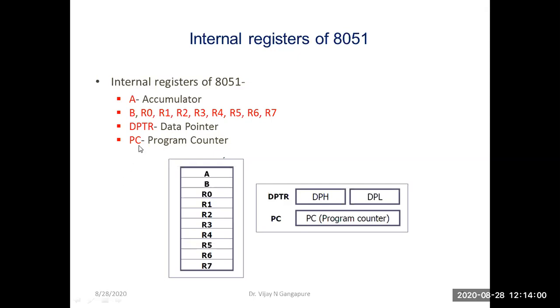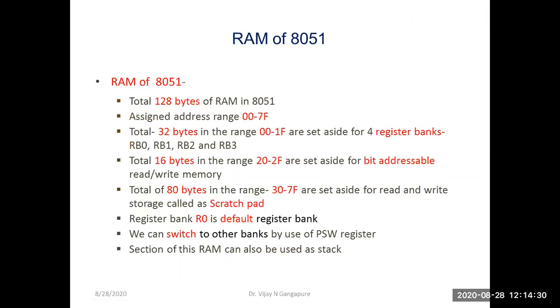Then program counter. Program counter is again 16-bit internal register of 8051. So this program counter register actually holds the address of next instruction to be fetched and executed by internal CPU of 8051 microcontroller. Okay, so this is about internal registers of 8051 microcontroller.